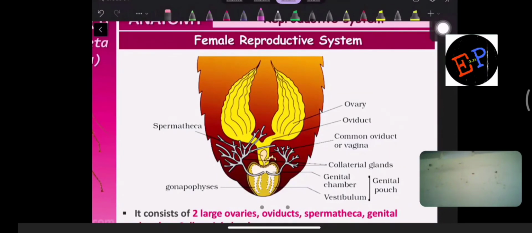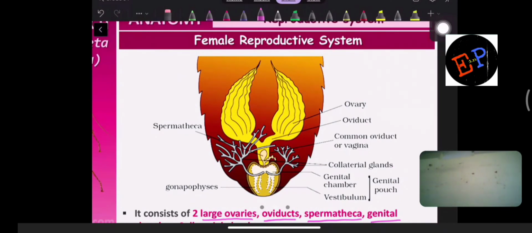Okay. So it has two large ovaries. What is the function of ovaries here? They are responsible for producing the eggs. Eggs are produced in the ovaries. Clear? Then we have oviducts connecting to the ovaries. Oviducts are small tubes through which the sperms can travel. Then we have the spermatheca, then the genital chamber and collateral glands. So these are the parts present in the female reproductive system.